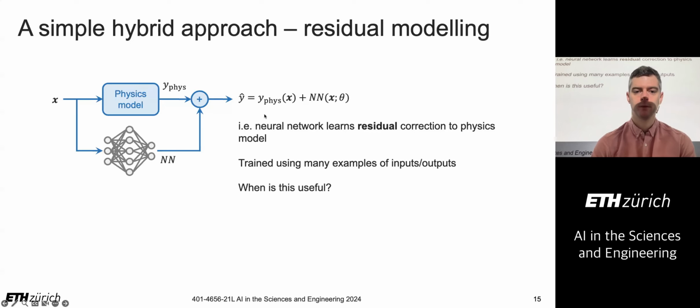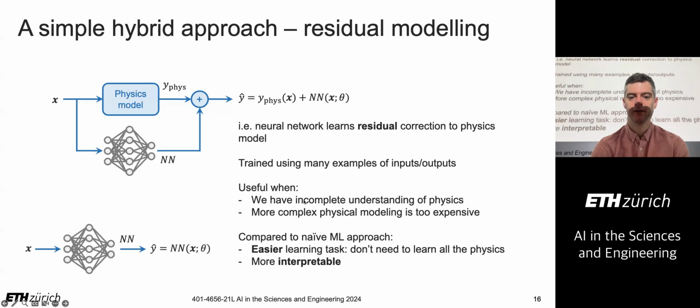So we phrase Y here, our solution, as the physics model plus the neural network. I've actually just described when this is useful. It is useful when we have an incomplete understanding of physics, and another reason is when the full-blown physics model is too expensive to run. So this could be a more approximate model that's faster, for example.